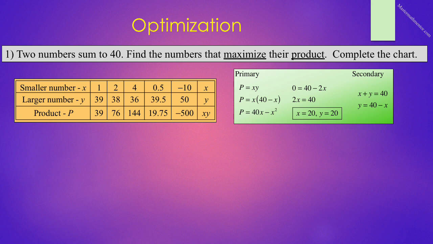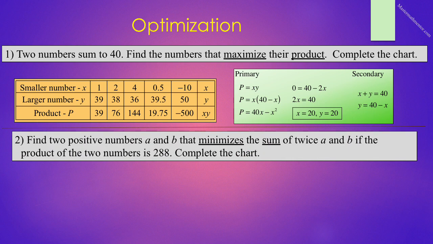The product of 20 and 20 is 400, and it is clearly the maximum because we see values that are smaller than that. There is no minimum because one of the numbers could be negative, making the other large number a large positive. For instance, when x is negative 10 and y is 50, then the product is negative 500. So here's a problem that has a maximum but no minimum. The answers are x equals 20 and y is equal to 20.